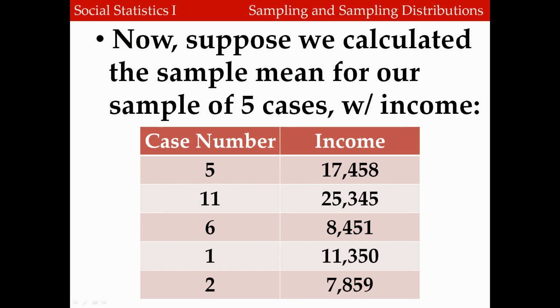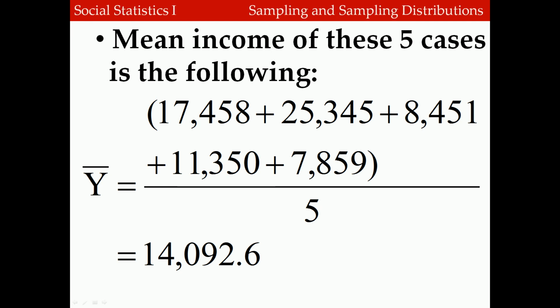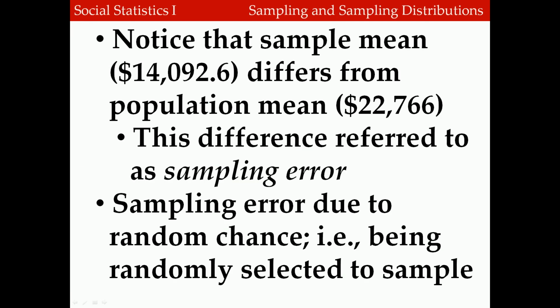Now, suppose that we took the sample mean of our 5 cases that we've sampled. Here are the incomes for those 5 cases, cases 5, 11, 6, 1, and 2. If we add those values together and divide by 5, we get a value of 14,092.6. You can see that our sample mean, 14,092, differs from the population mean, 22,766. The difference between the sample mean and the population mean is referred to as sampling error. It's error that's basically due to random chance, that is, the random probability of being selected into the sample through our randomization process. So there's nothing systematic about this difference. It's purely due to chance factors.